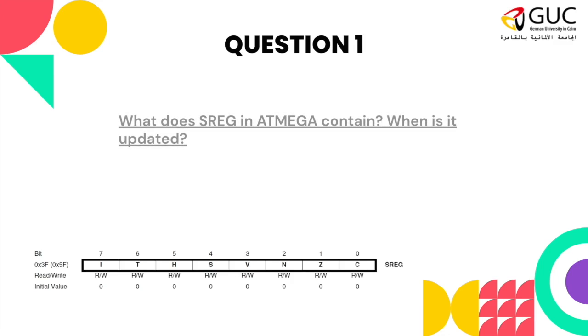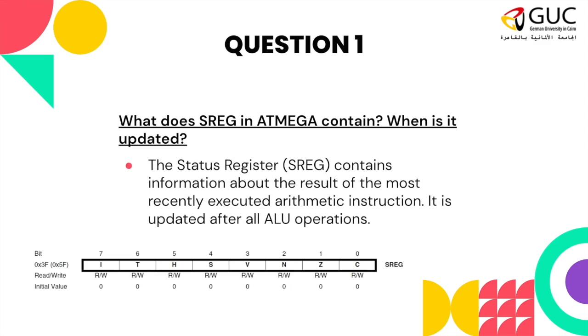Now let's start with our first question: what does the SREG in ATmega contain and when is it updated? So SREG stands for Status Register, and it contains information about the result of the most recently executed arithmetic instruction. It is updated after all ALU operations.